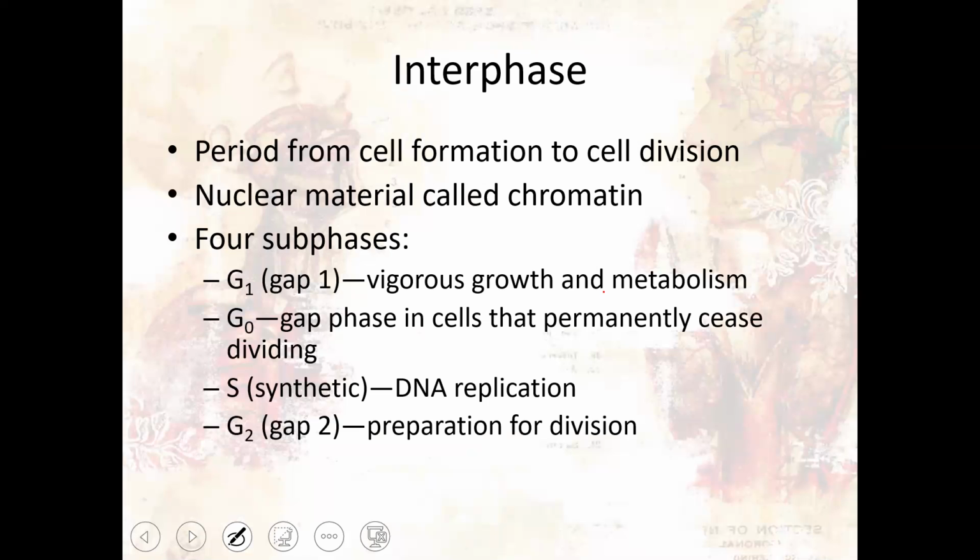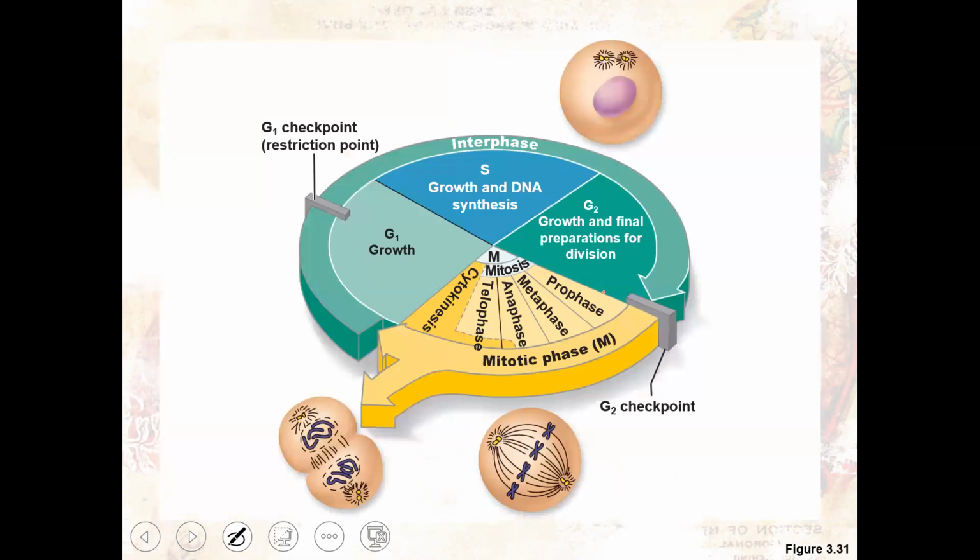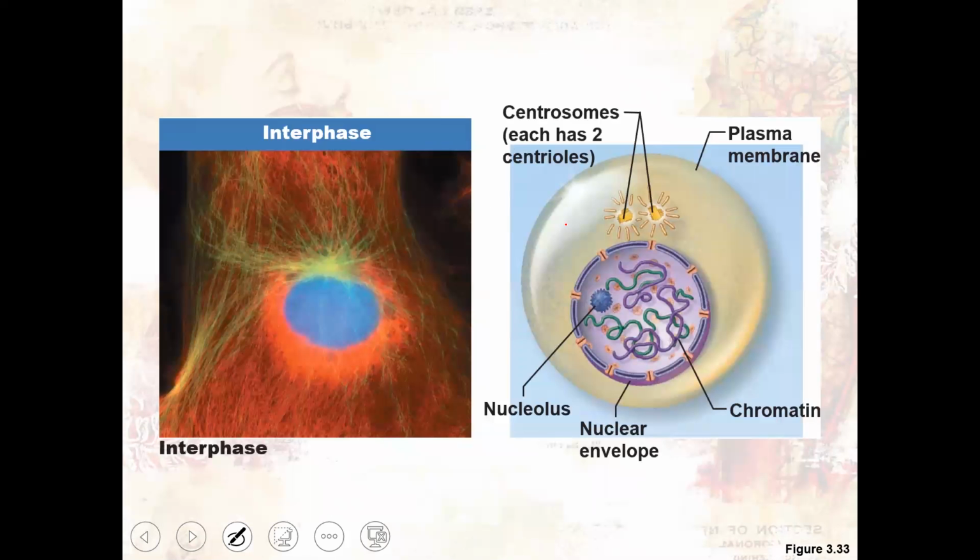Now, some cells have a gap zero phase. A gap zero cell is a cell that has stopped dividing entirely. It's amitotic. It's not going to divide again. So here, in the green, we see interphase. There's our gap 1, S phase, gap 2 phase. In the yellow, you've got mitosis. So here's interphase. Interphase is what we're normally looking at when we look at these pictures of the cell.